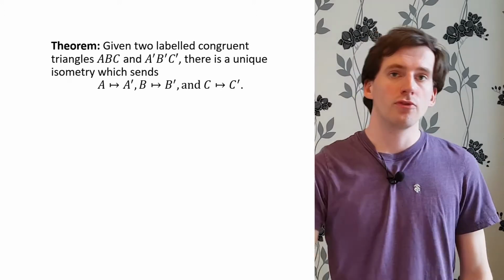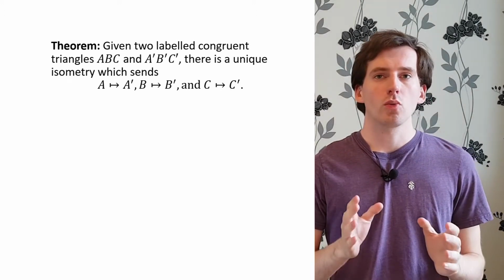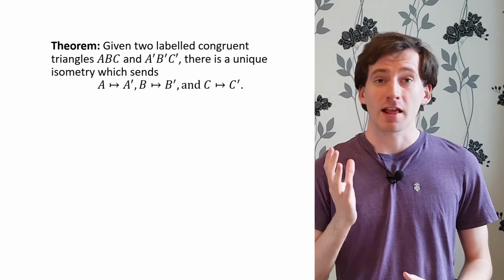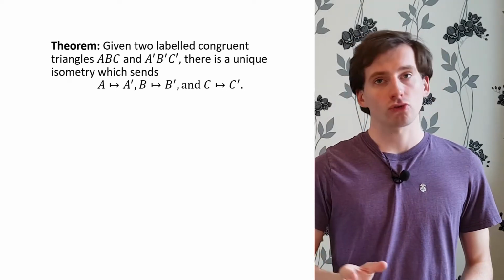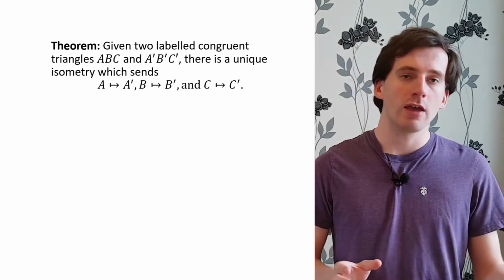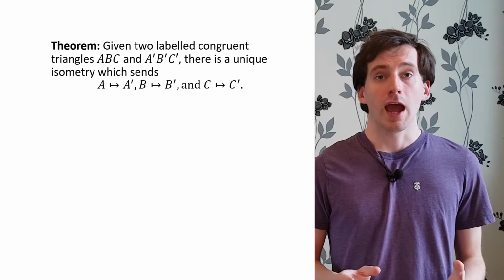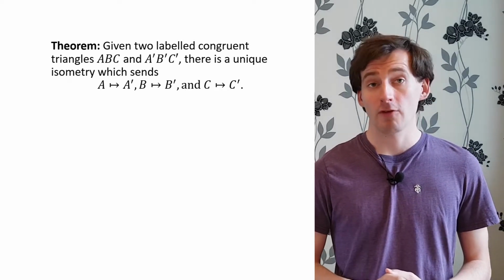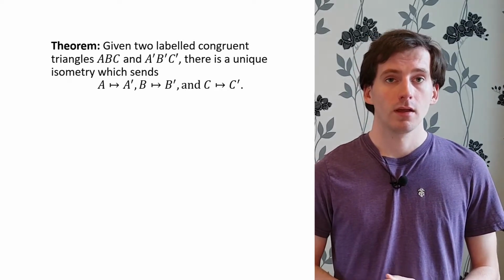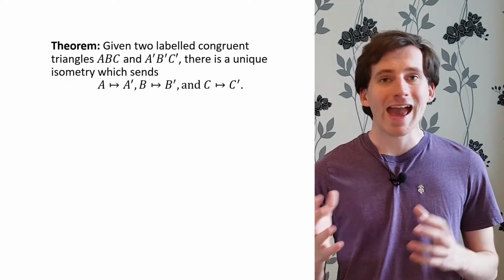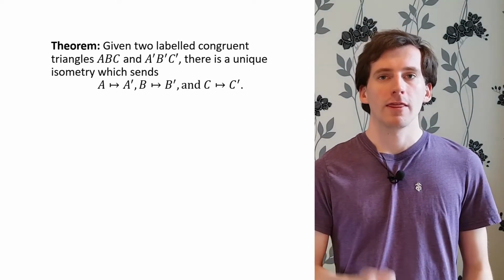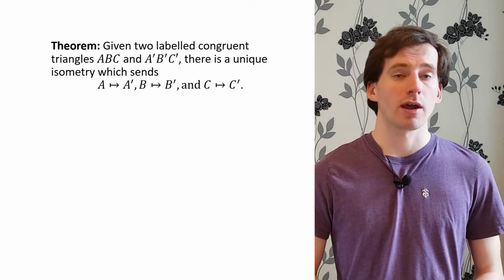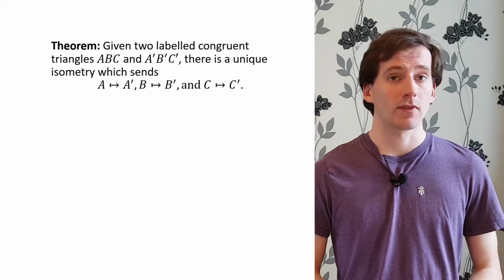Let me now prove this theorem for you. We're going to do what is called a proof by contradiction. That means that we will make the assumption that the theorem is not true, and from this derive a contradiction or absurdity. It will follow that our assumption must have been wrong and that the theorem must be true. The theorem says that for any pair of congruent triangles, there is exactly one isometry taking A, B, C to A', B', C', respecting the labelling.